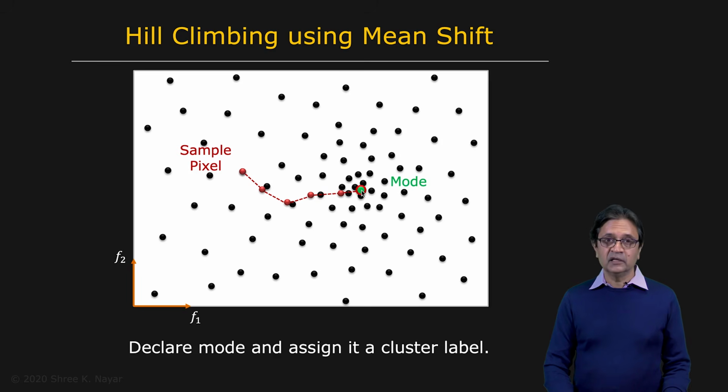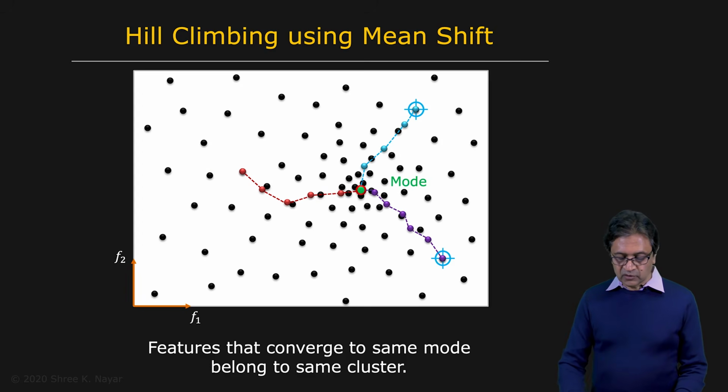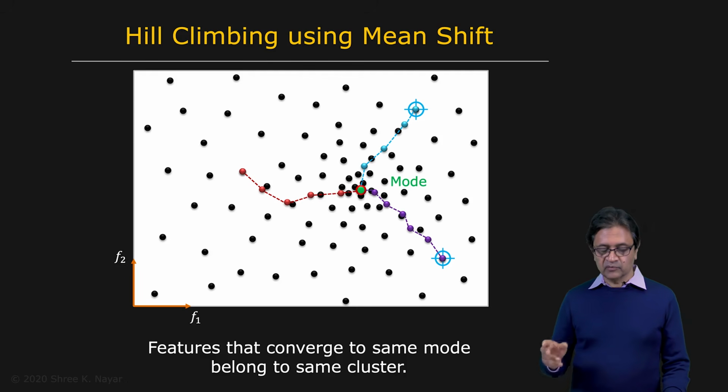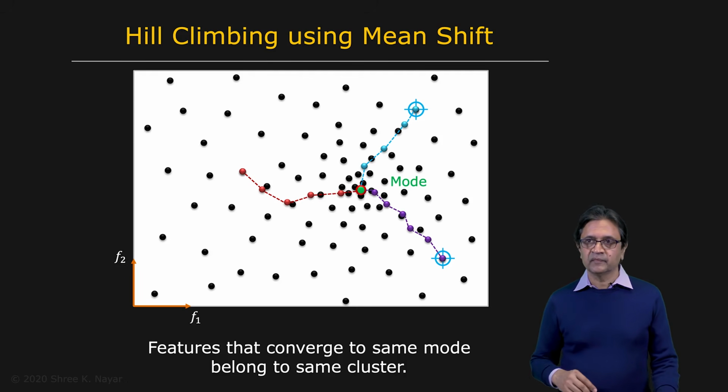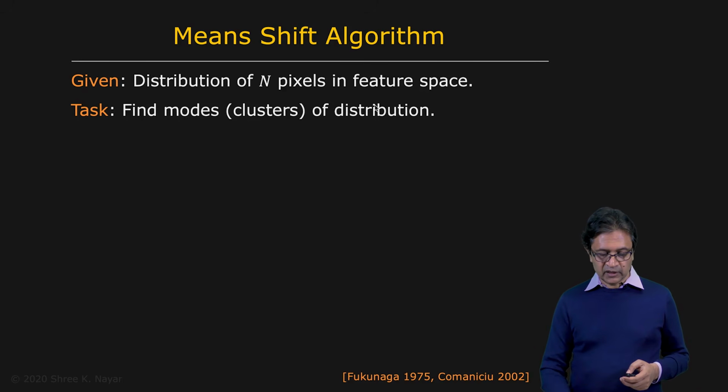It's going to be assigned to this mode. But since that hill is shared by many other points, you're going to get other points that climb the same hill and end up at that mode as well. So features that converge to the same mode belong to the same cluster. That's the idea here. So here it is in terms of an outline of the algorithm.